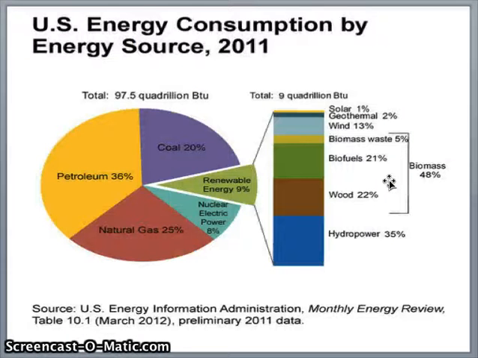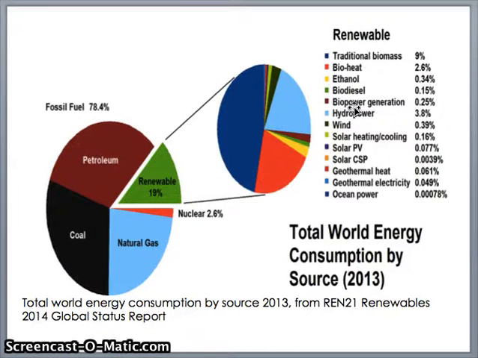In the United States, solar is actually only 1% out of the total 9% of renewable resources. It's the least common way of getting energy. In the rest of the world, it's also a very small amount of energy being produced, so less than 1%.